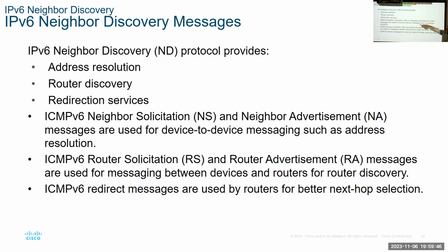And then router discovery. When a computer comes up, you don't need to configure a default route for IPv6. It can basically send out a router discovery message, which is a multicast that says, hey, if there's any routers out there, send me your address. And the routers will send them their IPv6 address.